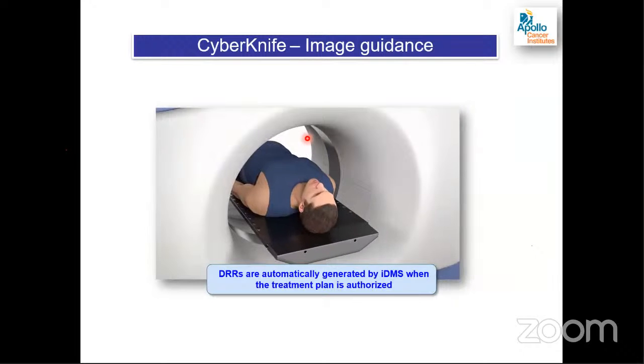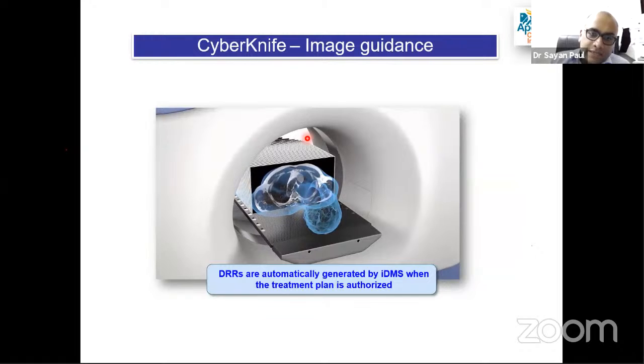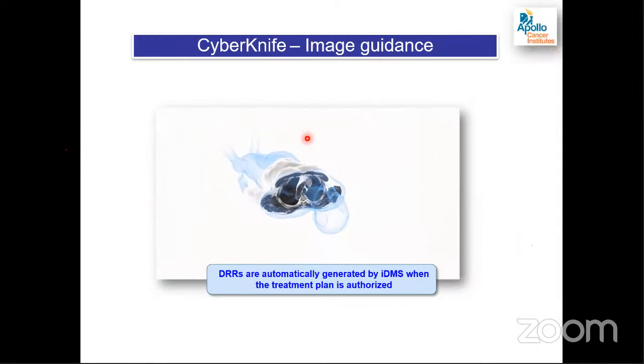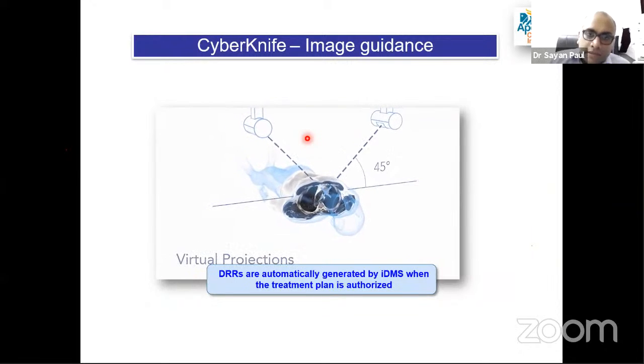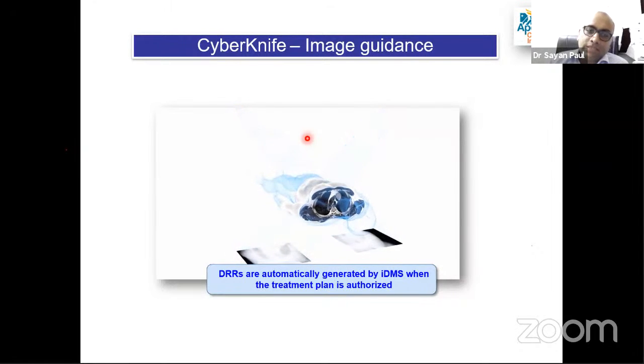So how does it match with the DRR? DRRs are automatically generated by the system. So from your CT data set, they generate the DRR, and the DRR is then matched with the image that is taken by the X-ray or the stereoscopic imaging system of the CyberKnife system, as you can see in this animation, and it is automatically generated and matched.